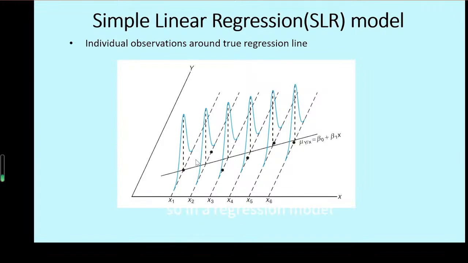So in a regression model, x, the independent variable, is deterministic. This is not a random variable. Just like house age and child age, this is deterministic, not a random variable. And what we observed, like the house price or the weight of a child, is random because this observed value includes a random term on top of this deterministic relationship.